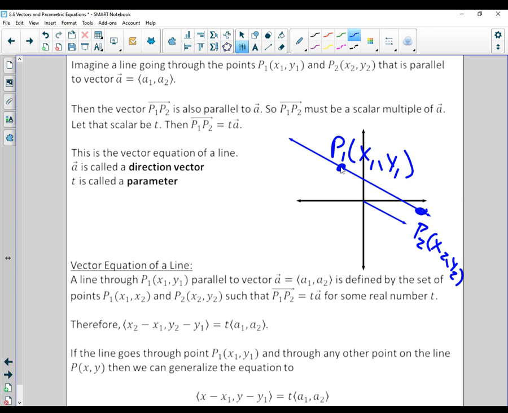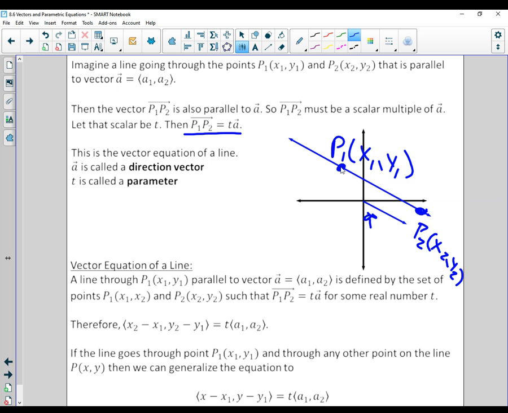And we're imagining it's parallel to some vector A. So this can be A, this little guy here. I try my best to make them parallel. They might be a little off. And so that means that P1P2 is some scalar multiple of A, right? It's either just bigger or shorter. So if we take this vector and multiply it by something, we should get the vector P1P2. We don't know what, but we're going to call it T.